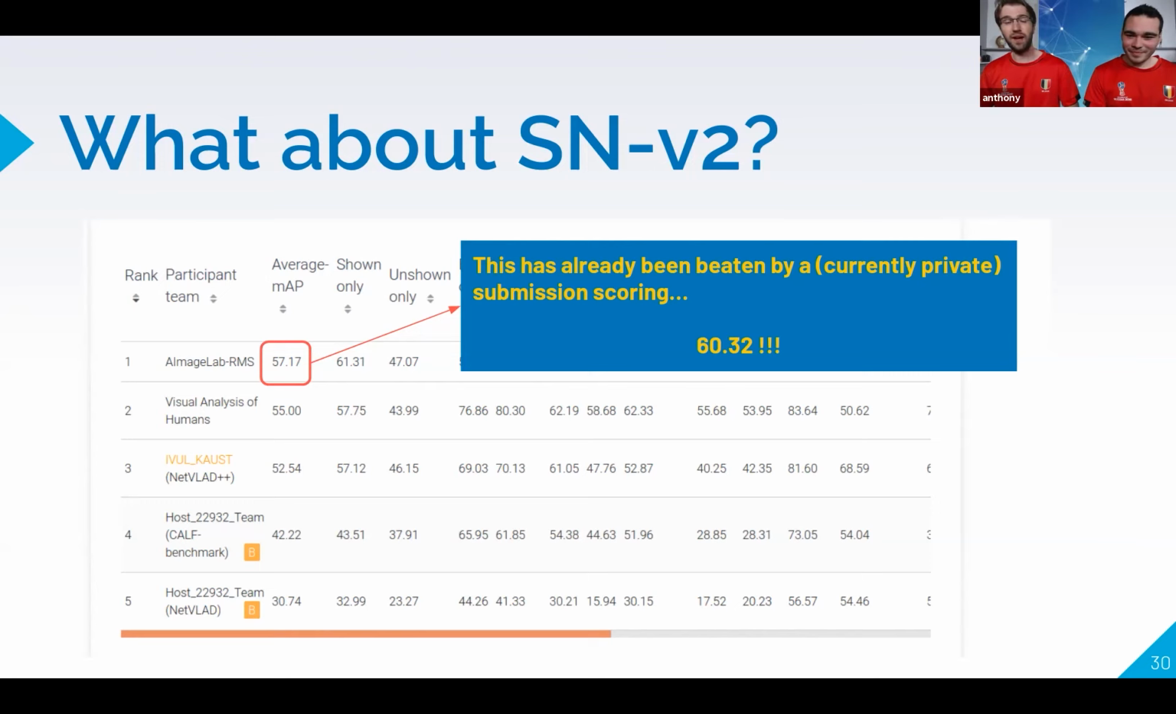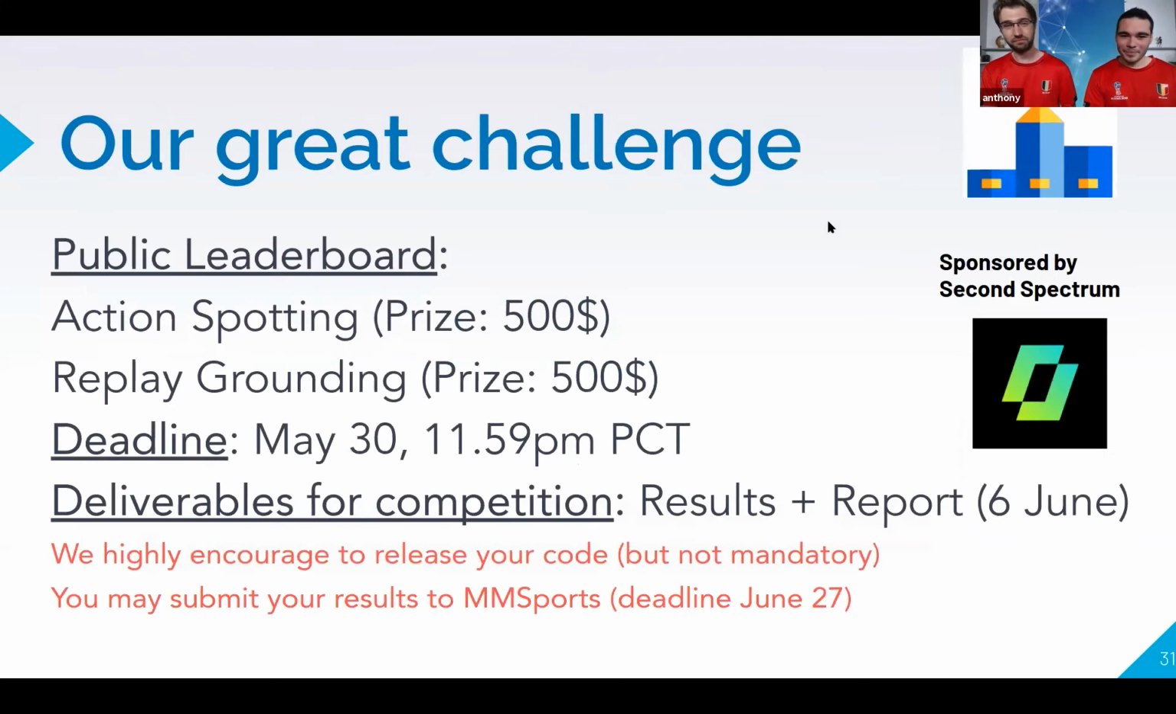So currently the best average mAP on the challenge set for action spotting is 60.32. So don't think that if you have in your computer something that produces maybe 58, 59, you will be the first, because there is a high mark to beat here. So that's very important. And so the challenge is getting very exciting also.